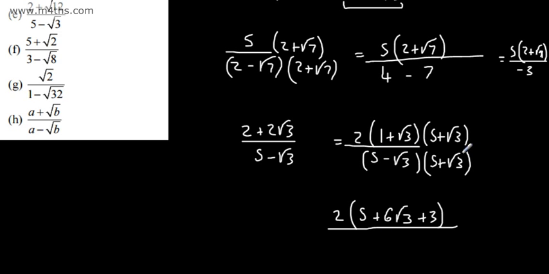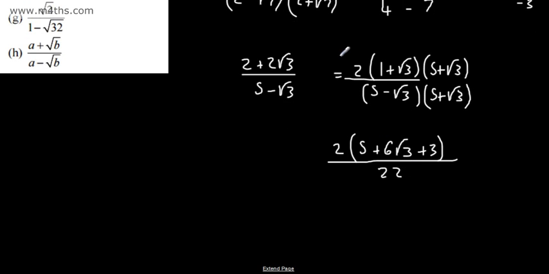25 minus 3 is going to give us 22. Okay, so that's what we'd have. Again, if you want to show it, probably, as you can see, I nearly made a mistake. What we've got then is the following. We've got 8 plus 6 root 3, so 8 plus 6 root 3, and that's all over 22. 2 over 22 gives me now 1 over 11.